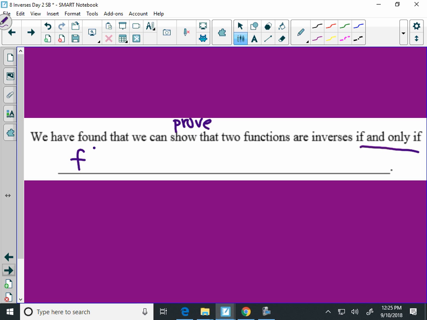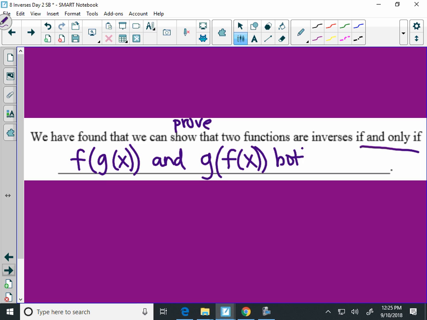So basically if f of g of x and g of f of x both equal x. I'm just using f and g as general functions here. But two functions are inverses if you do two compositions, f of g and g of f, and you get x for both of them. Then they're inverses of each other.